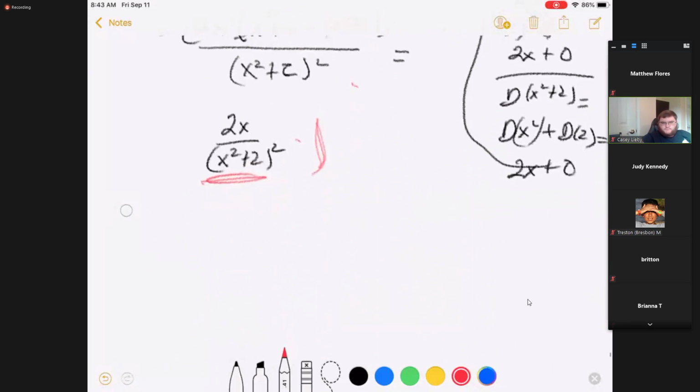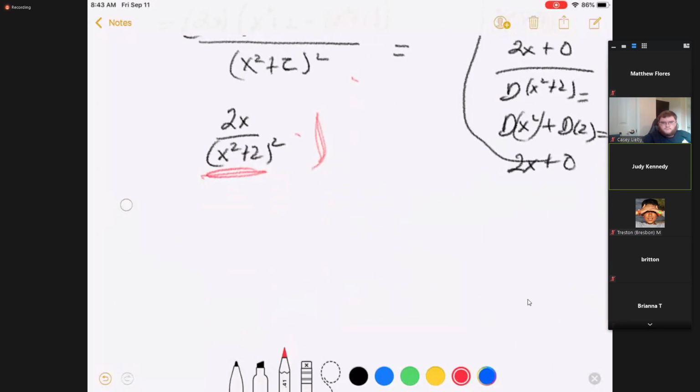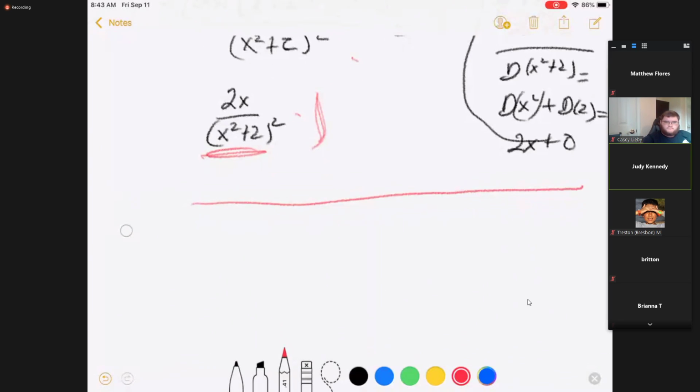Okay. Well, we haven't mentioned any of the trig functions yet, and I'm going to spend an entire class talking about those. But let me just tell you now, the derivative of the sine of x is equal to the cosine of x.